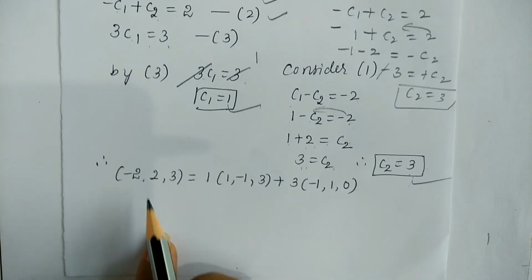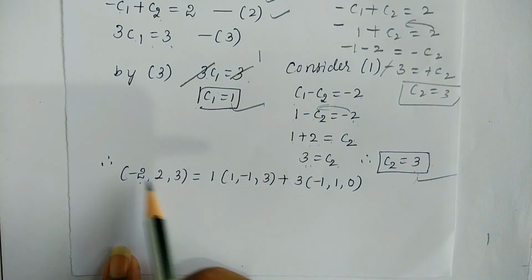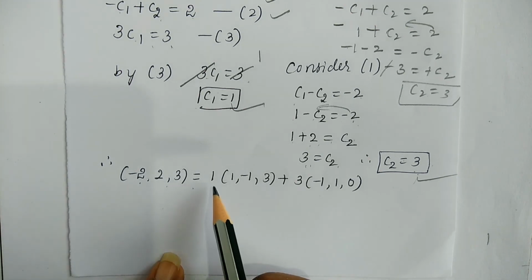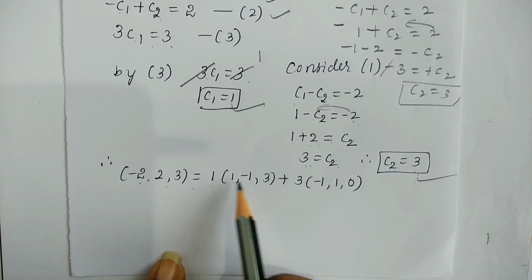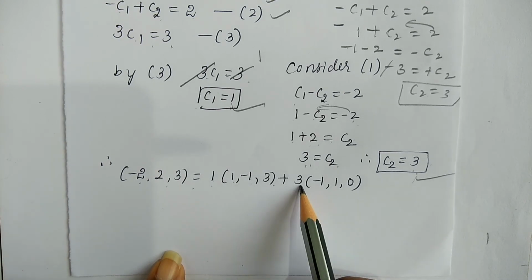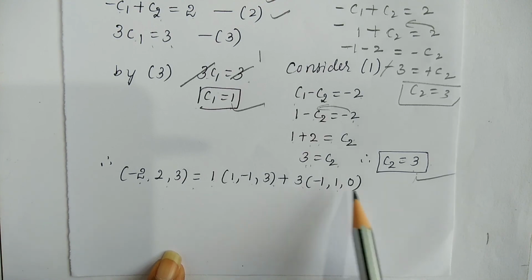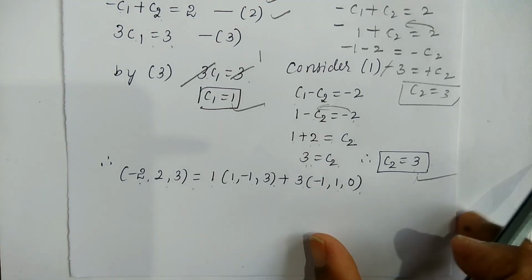So therefore, the conclusion: (minus 2, 2, 3) can be written as a linear combination of the vectors with the scalars 1 into (1, minus 1, 3) plus 3 into (minus 1, 1, 0). Is it clear? So next question.